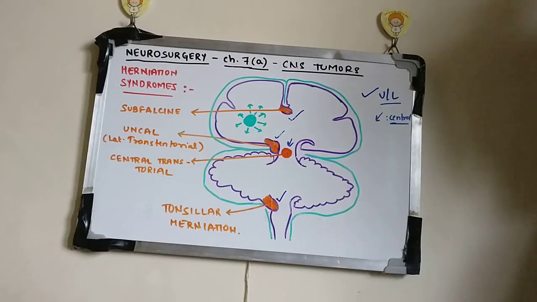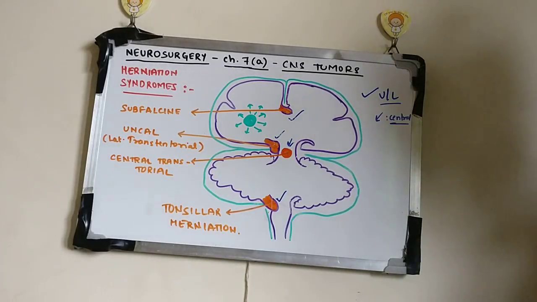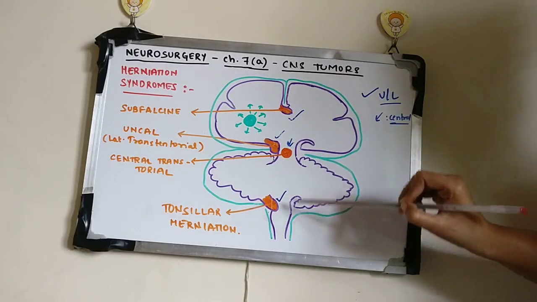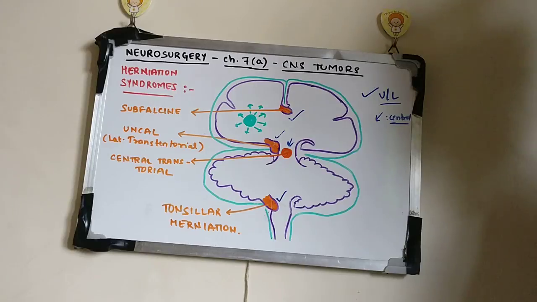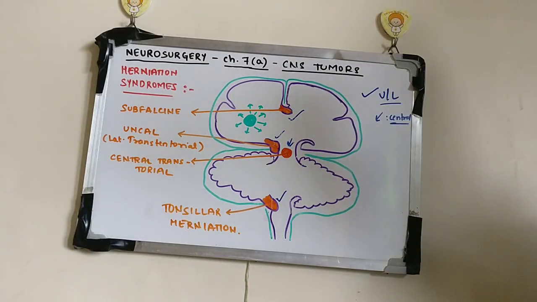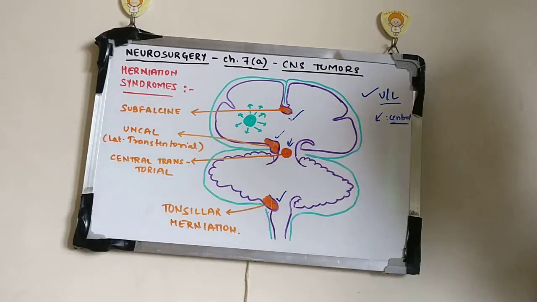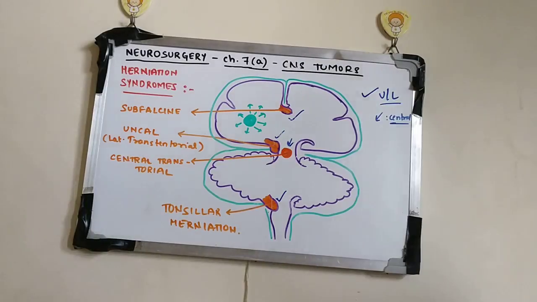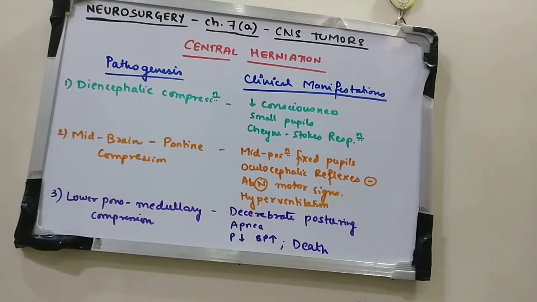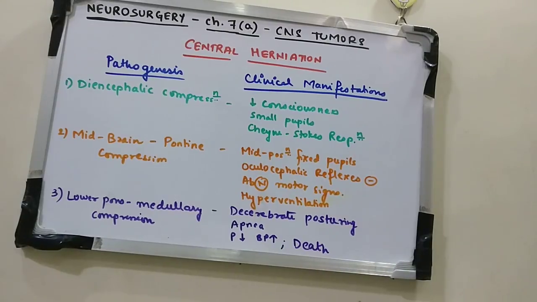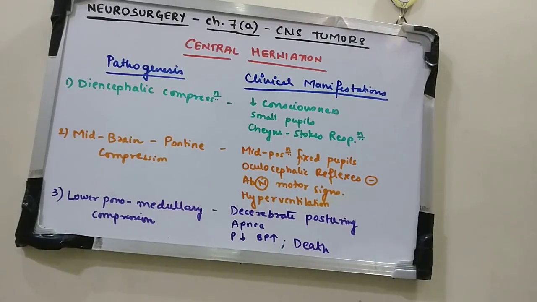This is your cerebellum. And the herniation of the cerebellar tonsils will occur through the foramen magnum. So all these herniation syndromes are quite an emergency condition, and they require quick pressure control. So now we are going to discuss the clinical manifestations of various herniation syndromes and the pathogenesis underlying it.